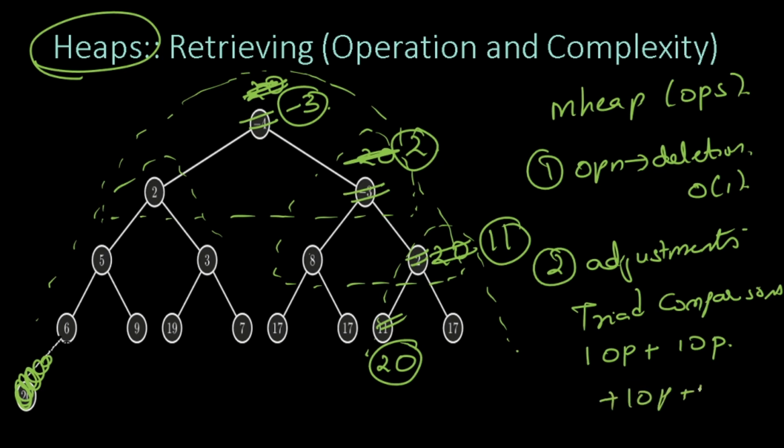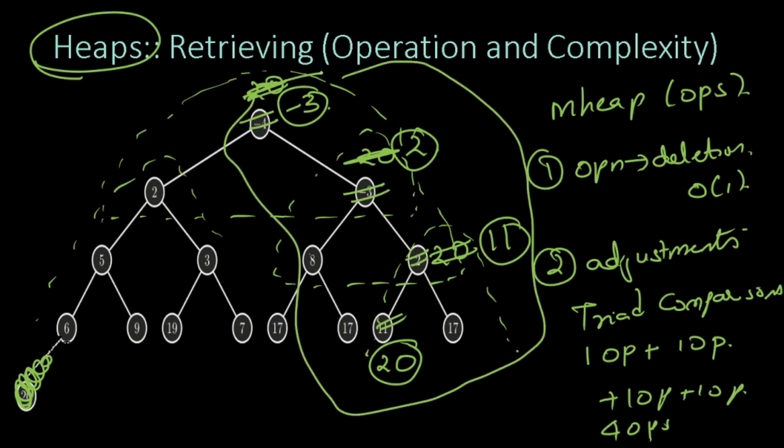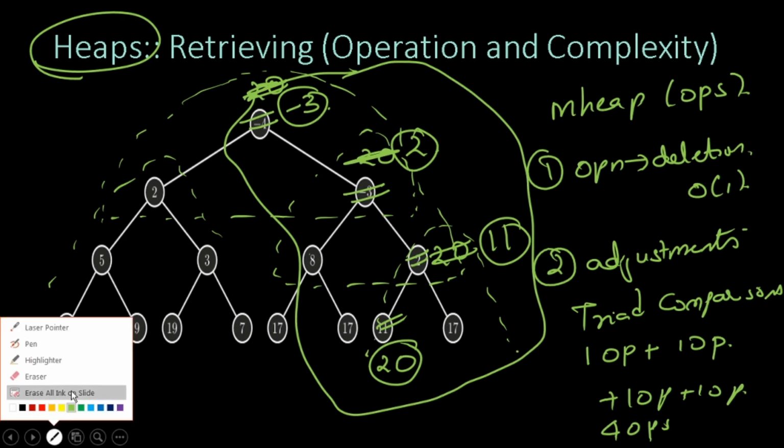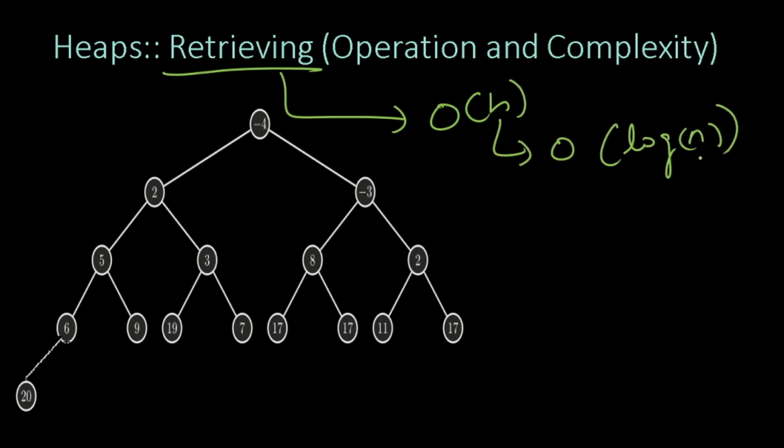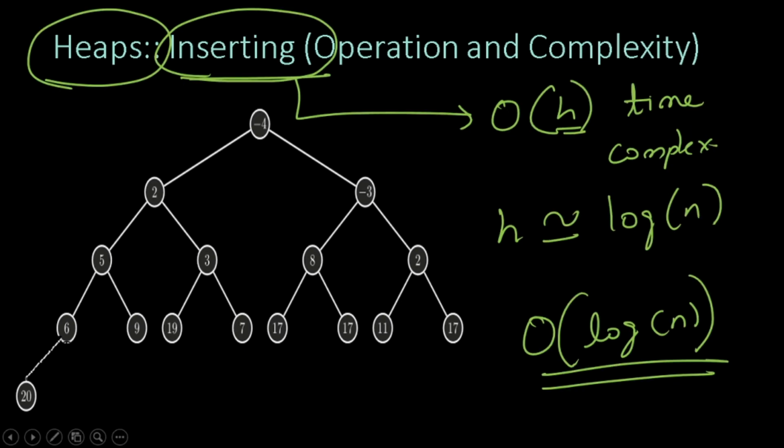So why did we take 4 operations? We took 4 operations because we traversed the whole height. We traversed this whole height. So in other words, for retrieval, the complexity is order of height. But as we have seen before, order of height is nothing but order of log n, because 2 power height is equal to n. So h is equal to log n base 2. So retrieval also becomes order of log n. Insertion was also order of log n.